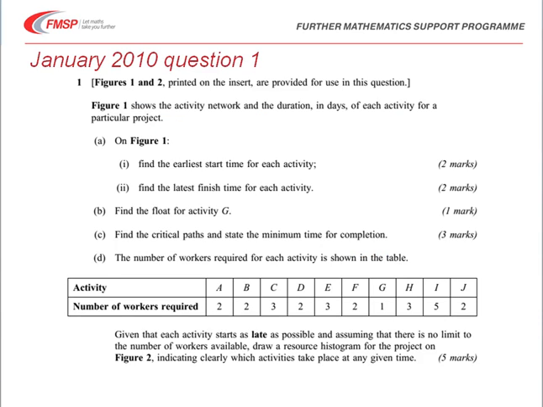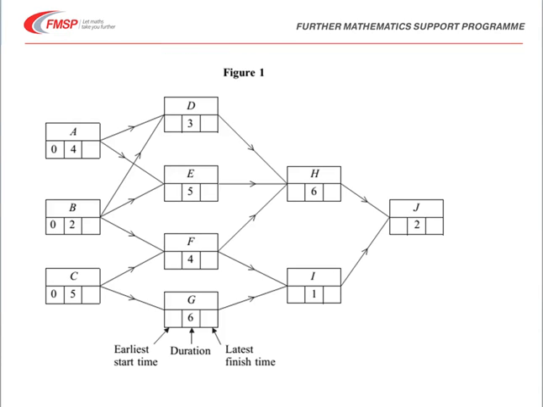The question says that we're given a figure 1 showing an activity network and the duration in days of each of the activities for a particular project. On that figure we're to find the earliest start time for each activity and the latest finish time. Having done that, find the float and then look at the critical paths.